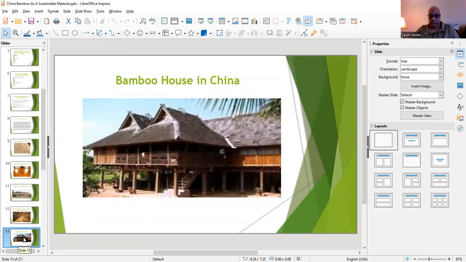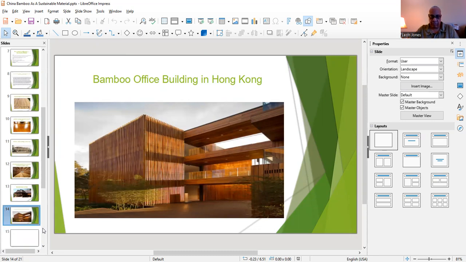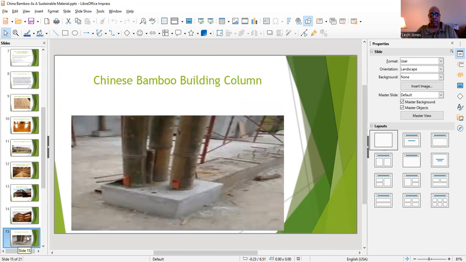Here's another bamboo house. Now, these are bamboo columns right here. Columns hold up the house. You have to have strong columns because the house is a dead load. This is an office building made of bamboo. It's one of these columns that I told you about.